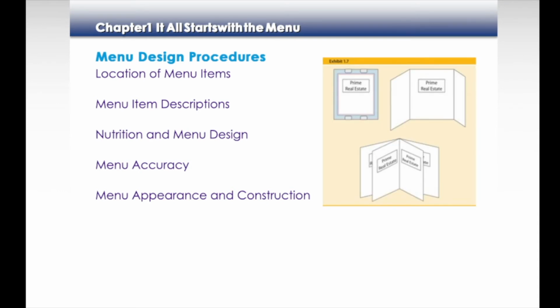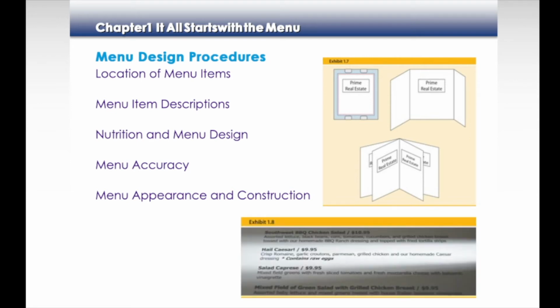Here's an example of your prime real estate within several different kinds of menus. This is where we want to put items that we either want to feature or our prime items or whatever we want to call them. Hail Caesar. Here they've got a disclaimer that says it contains raw eggs.